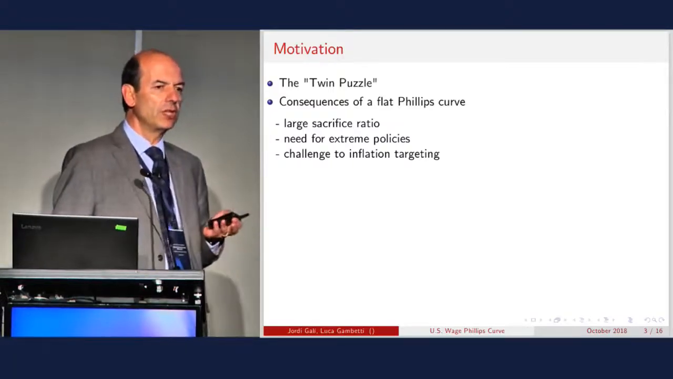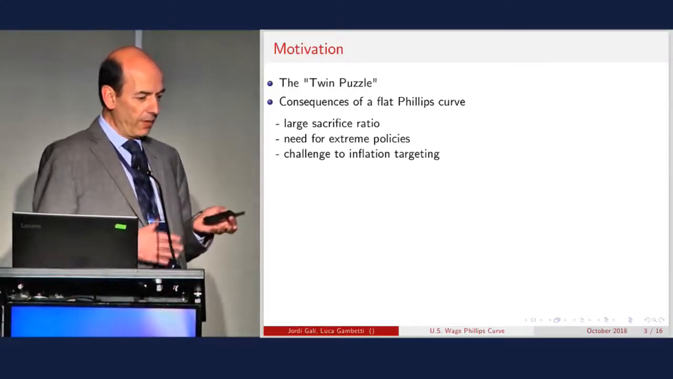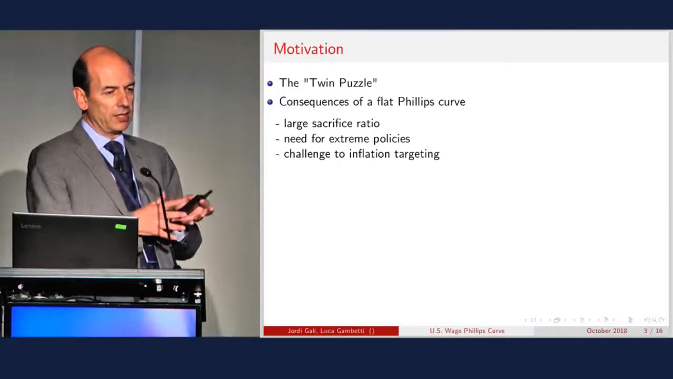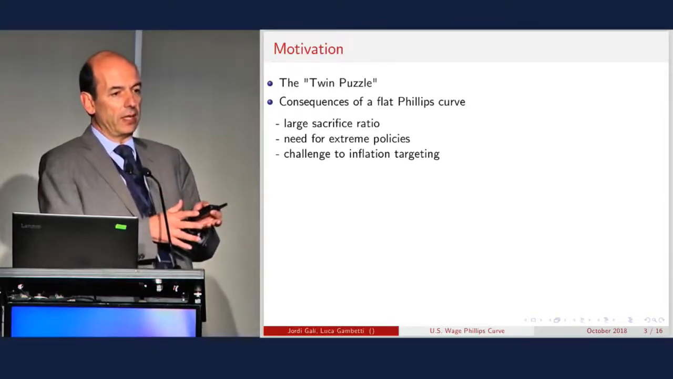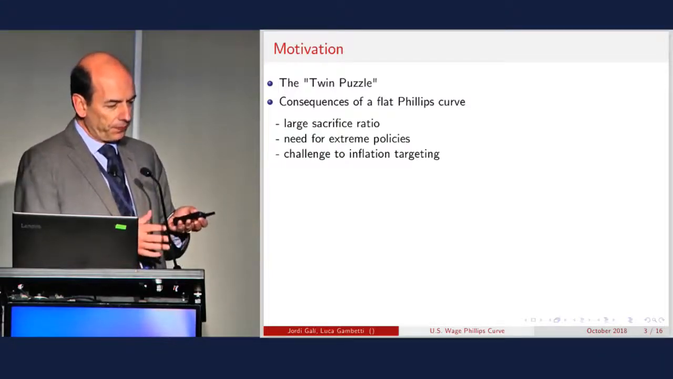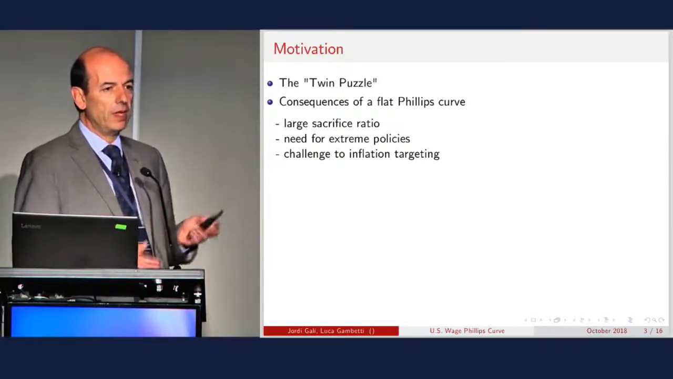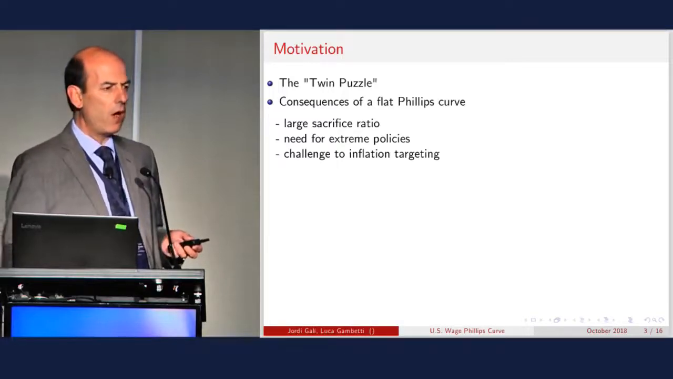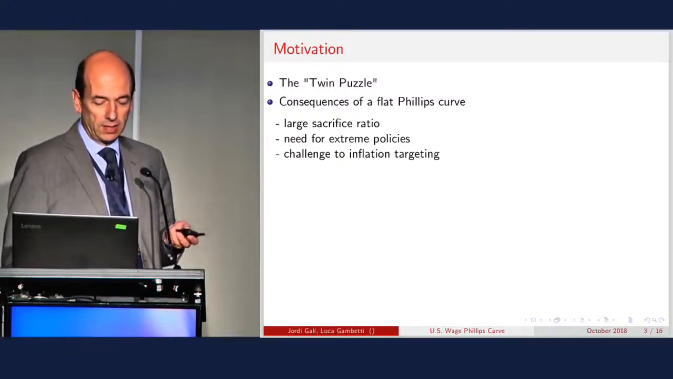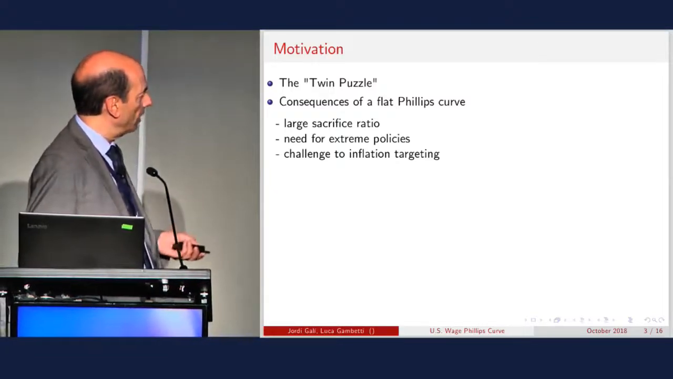And more generally, I think it poses a challenge to inflation targeting frameworks, because those frameworks rely very much on the idea that there is some connection between the level of economic slack and inflation, because central banks cannot influence inflation directly. They do so by influencing the level of economic slack, through changes in interest rates and other measures. So if inflation becomes decoupled from economic activity, it's hard to see how a central bank could have any influence on inflation, and hence the whole inflation targeting framework will be called into question.